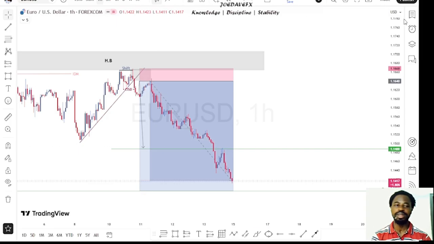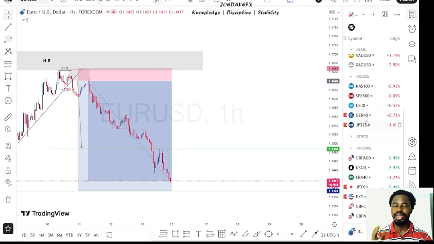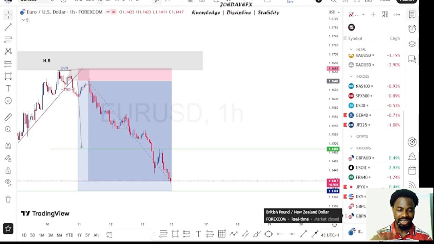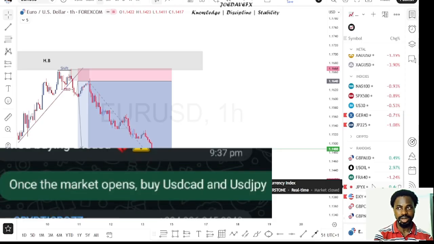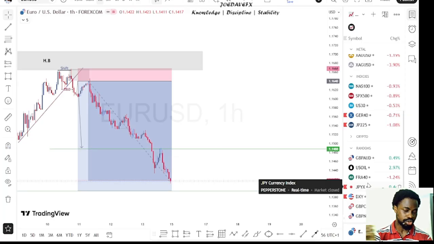So the next one on my trade watch list, which I took, was USDCAD. So anything that is making me look for a buy on EURUSD, GBPUSD, I've been looking for a sell on USDCAD. So if I'm looking for a sell on EURUSD, GBPUSD, I'm looking for a buying opportunity on USDCAD and USDJPY. So I was interested in trading the USDJPY and USDCAD together, which I told my community, that you can see the post: buy USDCAD and USDJPY once the market opens.